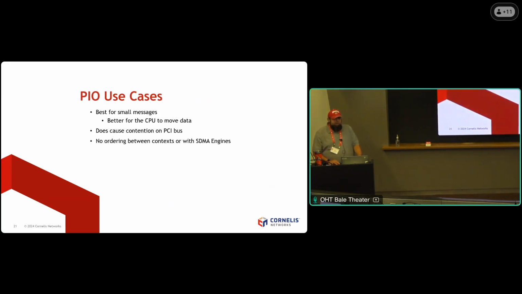So I mentioned that this is for your small messages where it's better for the CPU to move data. There is an issue here though with the trade-off: it does cause contention on the PCI bus because you're using the CPU to go out and move data across like that. There's also no ordering between contexts, like I mentioned, and no ordering with SDMA engines. So if you have an application that's doing PIO and SDMA, you have to be careful that just because you wrote something in the PIO buffer and then SDMA doesn't mean that the SDMA is not going to launch first. So that's one thing to keep in mind when actually working with these.